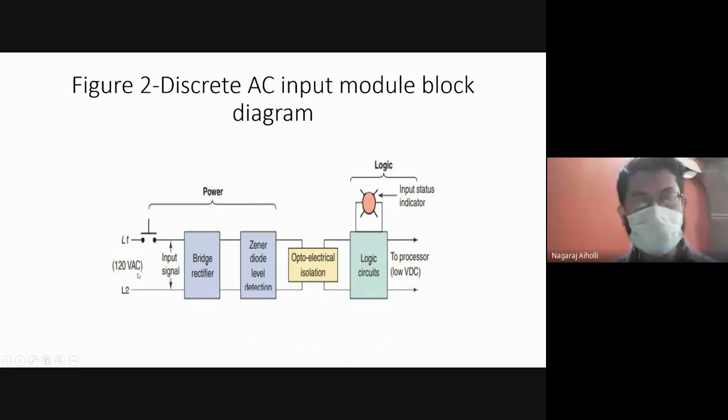Any idea? Anybody, any idea why it is a 120 volt AC signal? Why not 230 volts? Yes, please. Anybody knows about it? 120 volt AC signal, what is the reason? Why not 230 volts? See? Yes. Any idea here, students?